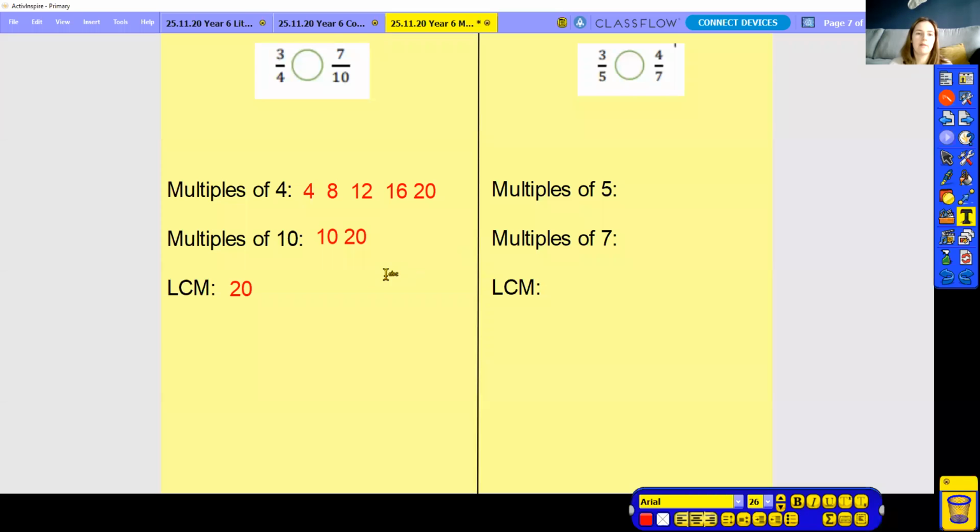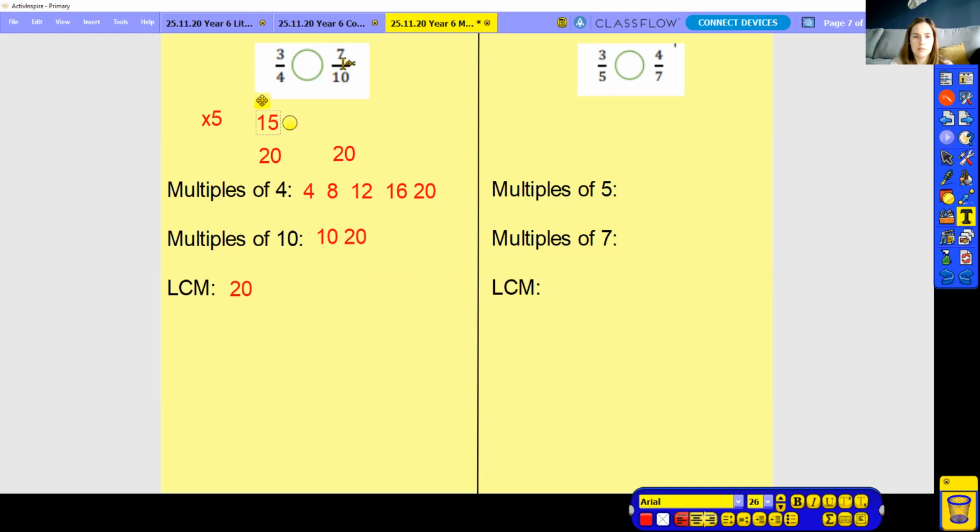Okay, I'm going to go through the one on the left. When I found my multiples, I found that 20 was the lowest common multiple of both of them. So we're going to make the denominators 20. I'll do it here so it's below. What do we do to these to get to 20? Well, 4 to get to 20, we multiply by 5. So we do the same to the numerator. 3 times 5 is 15, so we get 15 over 20.